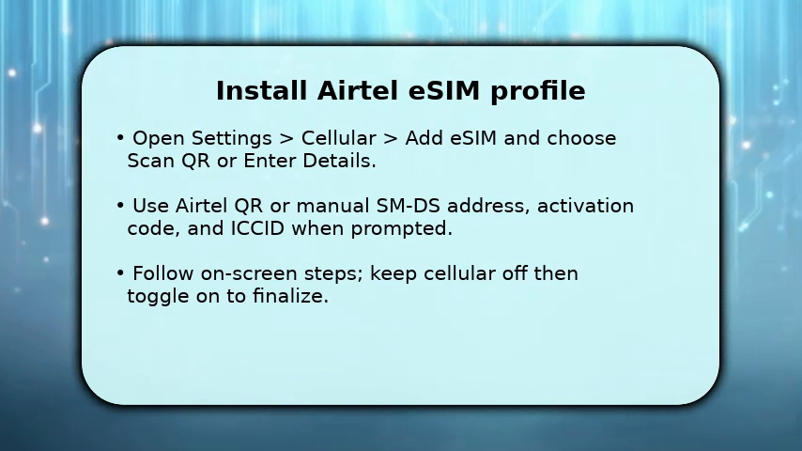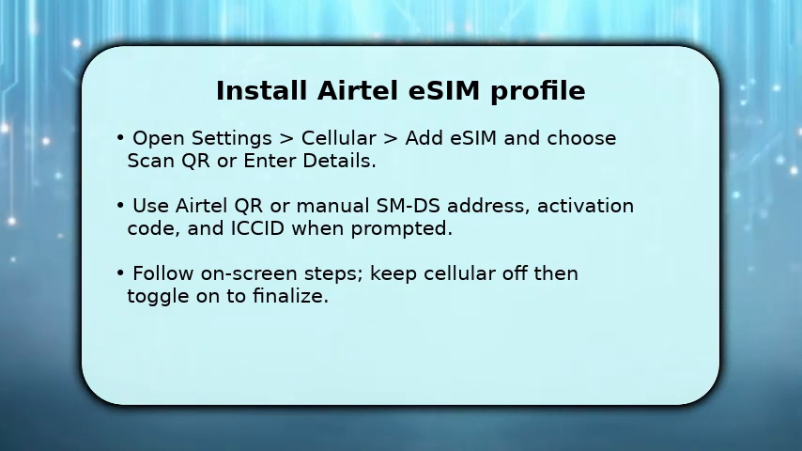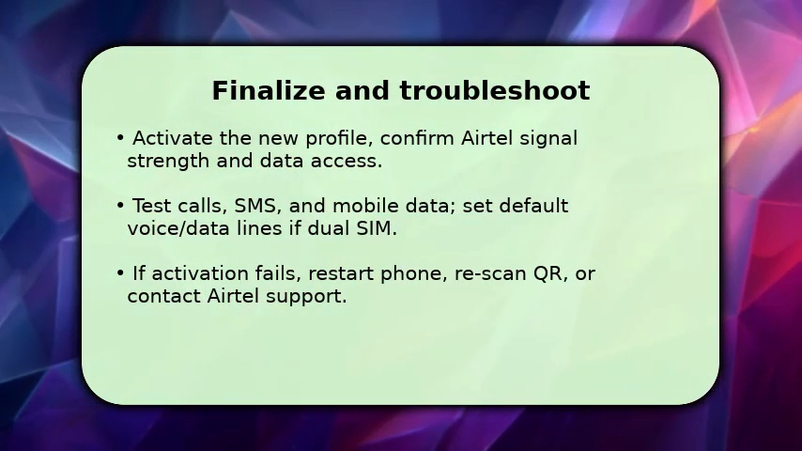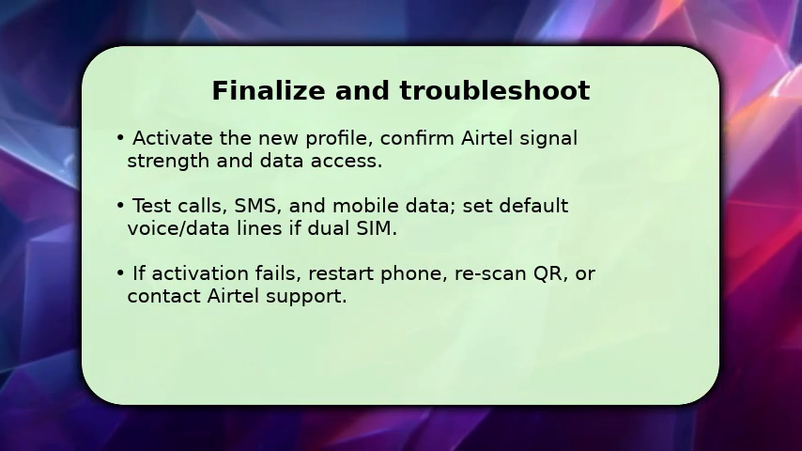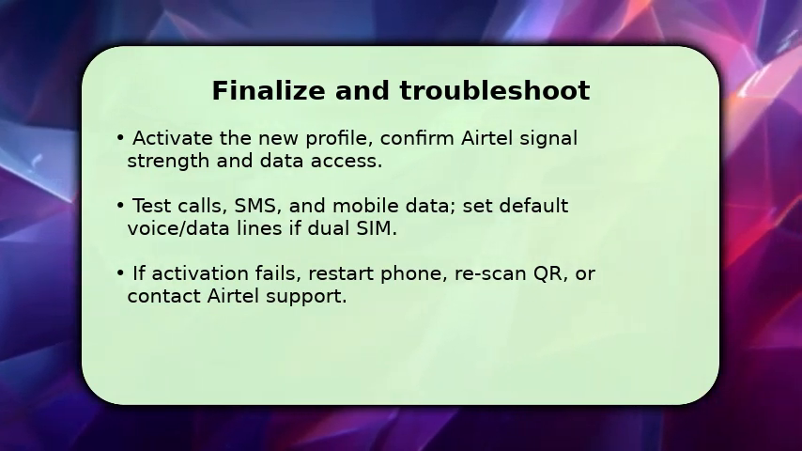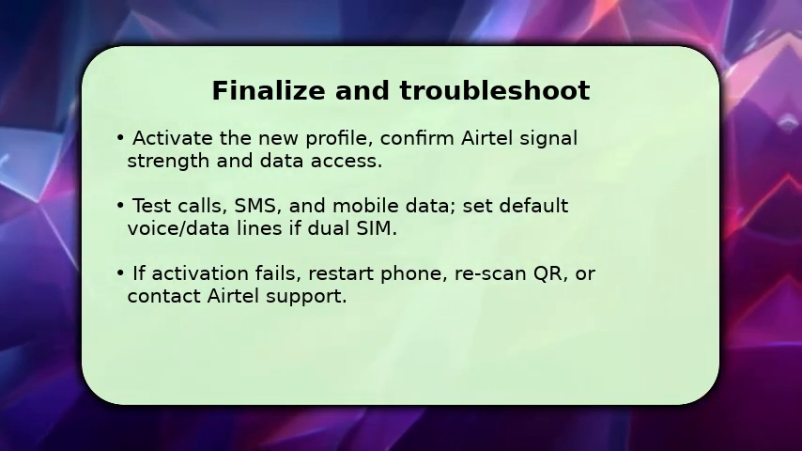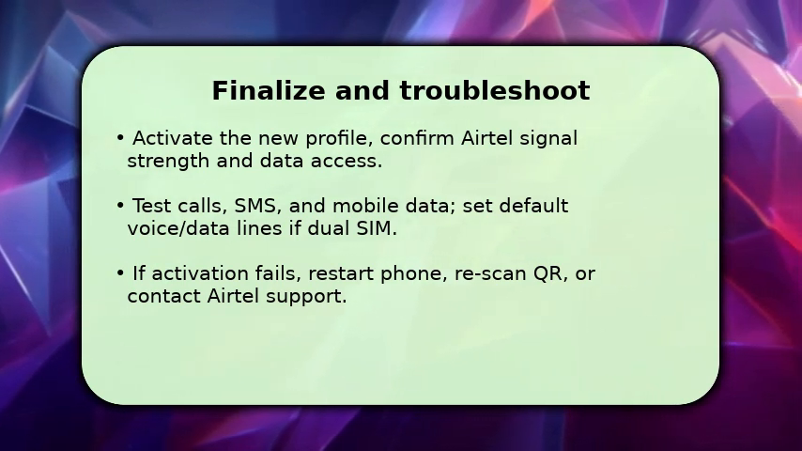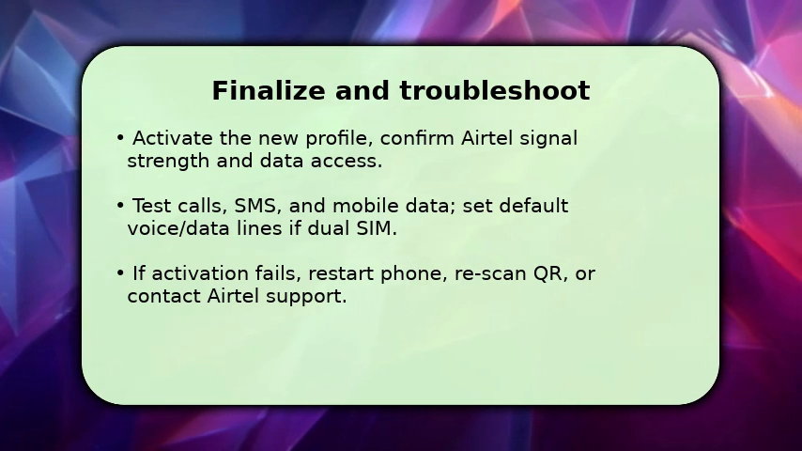If the install stalls, retry the QR scan after restarting the phone and disabling VPN. You finish by selecting the Airtel eSIM as active for voice and data, then test a call, send an SMS, and load a web page to verify data. Once everything works, remove or archive the old eSIM profile if you no longer need it.